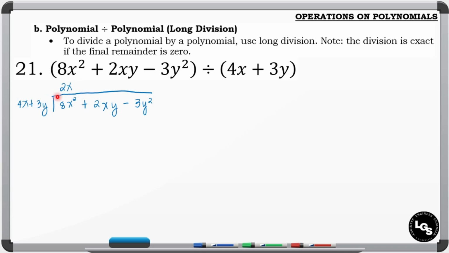Then multiply the quotient by the whole divisor. So 2x times 4x, so 2 times 4, that is 8. Then x times x, that is x squared. Don't forget the next term, 2x times 3y. These are all positive, by the way. So 2 times 3, that is positive 6. Then x times y, they are different variables, so we write it side by side, xy.